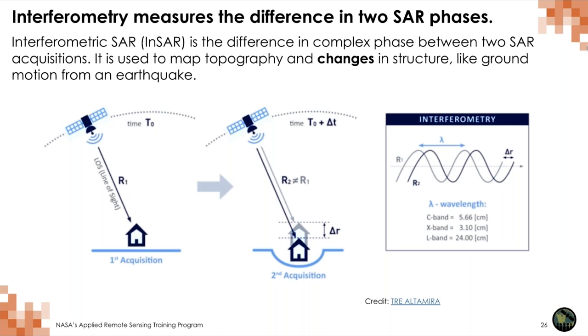And what happened between these two acquisitions is the position of the house effectively sank. So we had this change in the height, change in the range of the SAR signal that we can measure through interferometry. So we can measure the phase shift between two acquisitions by essentially differencing two SAR phase measurements acquired from the same position at different times.